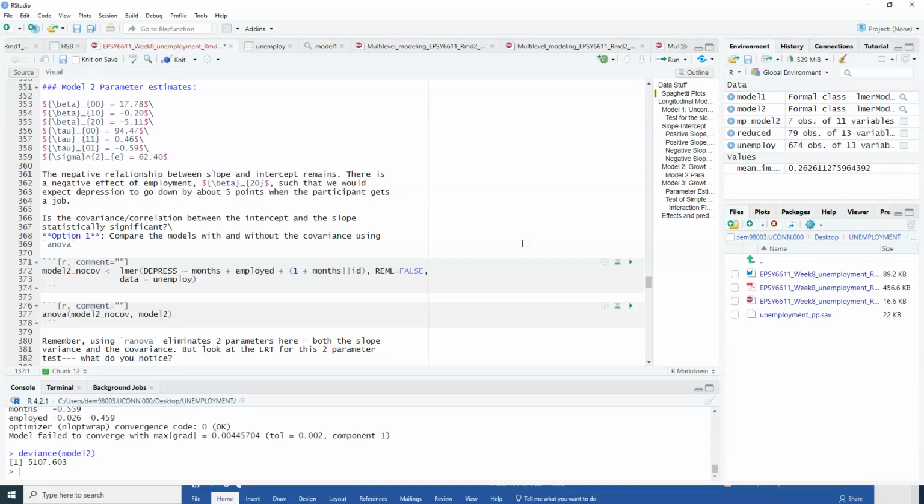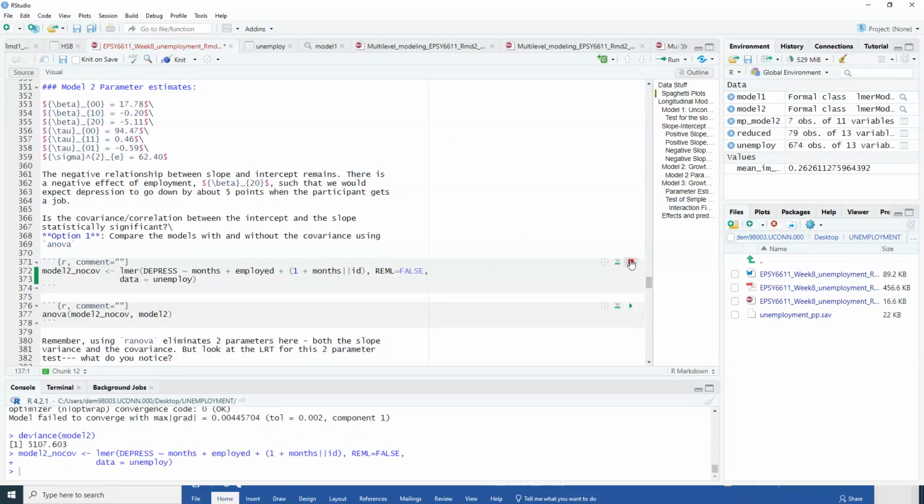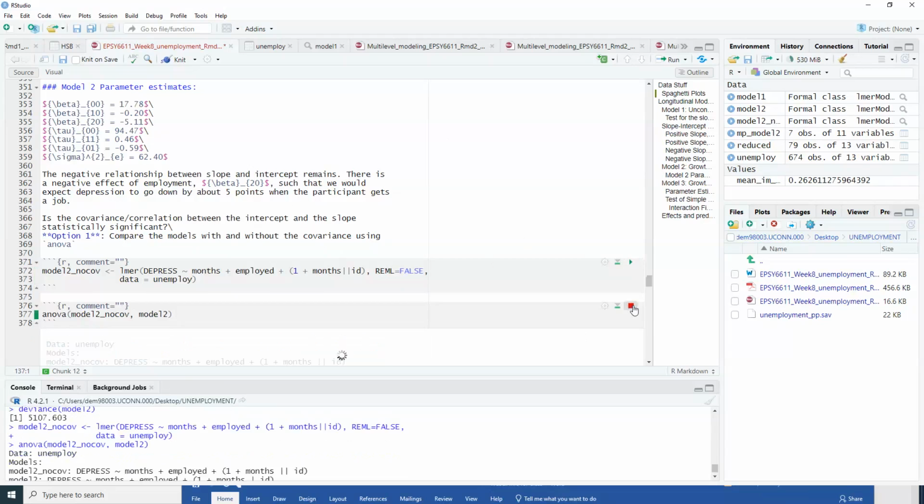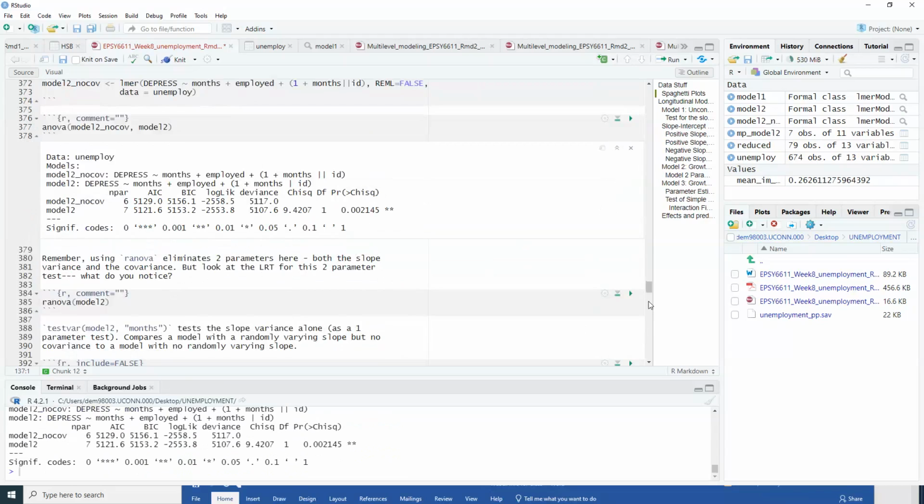So the old fashioned way is I'm fitting a new model, model 2. I'm calling it model 2 no code. The only thing that's different is that I'm not allowing for covariance between the slope and the intercept, right? I'm going to fit that model. And remember, I just do that with the little double bars there. Nice little trick. Okay, and then I can run the ANOVA.